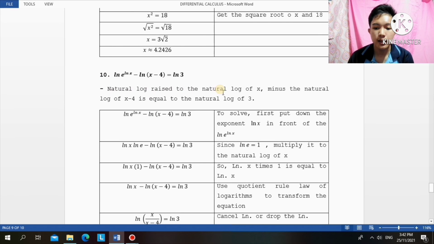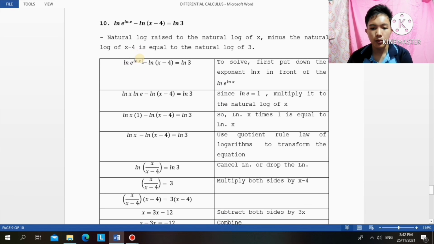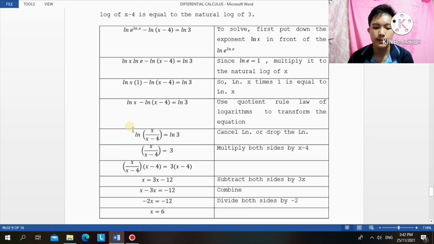So problem number 10. Natural log of a raised to the natural log of x, minus the natural log of x minus 4, is equal to the natural log of 3. To solve, first put down the exponent, which is natural log of x, in front of the natural log of a. So our equation will be natural log of x times natural log of a, minus natural log of x minus 4, is equal to natural log of 3. Since natural log of a is equal to 1, multiply it to the natural log of x. So natural log of x times 1 is equal to the natural log of x.